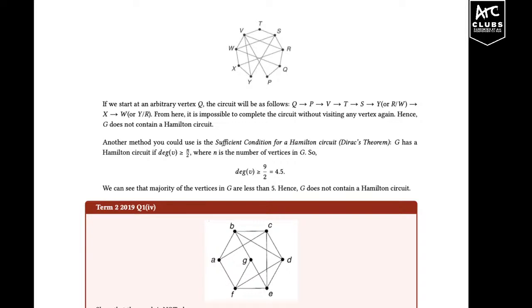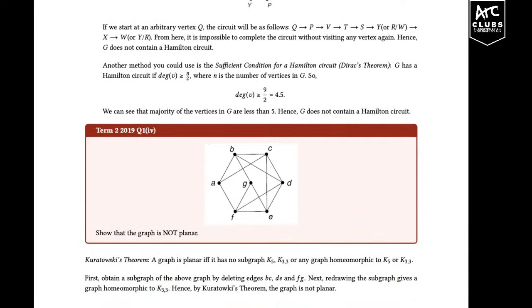So this condition is not satisfied in this case, and the reason for that is because, again, we have n vertices, and n/2 gives me the condition that each vertex has to be greater than or equal to 4.5. But we can see that a majority of the vertices are actually less than 5. For example, vertices P and T are of degree 2. So this condition is not satisfied, so G does not contain a Hamilton circuit. Okay, and we'll come back to this condition in a second later on, and I just want to make sure you keep that in mind for now.